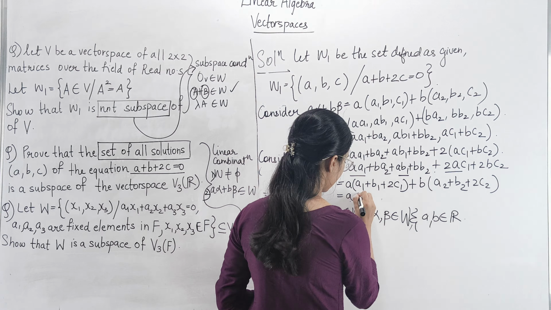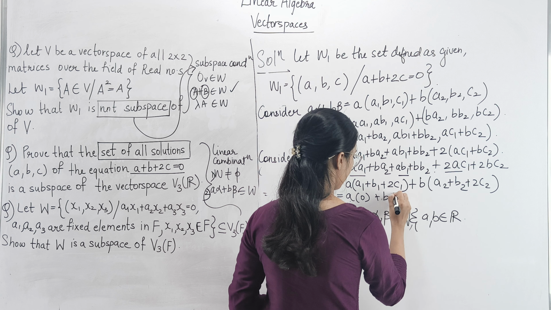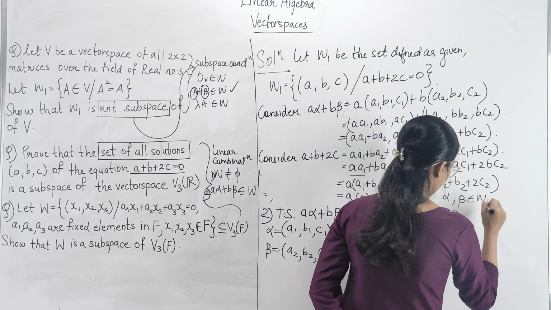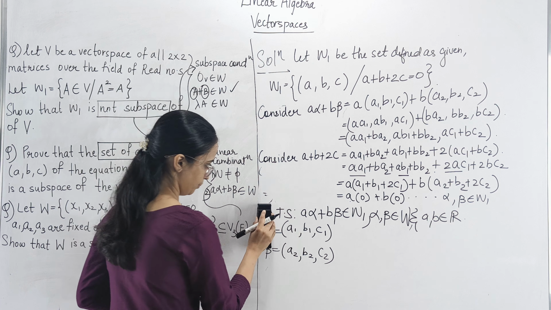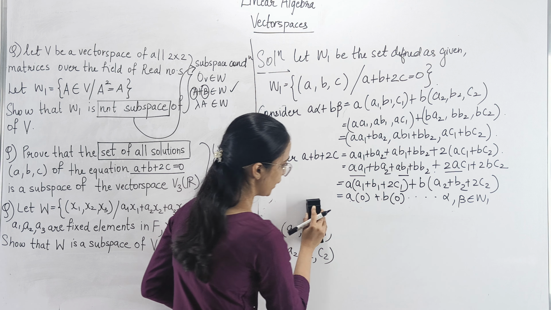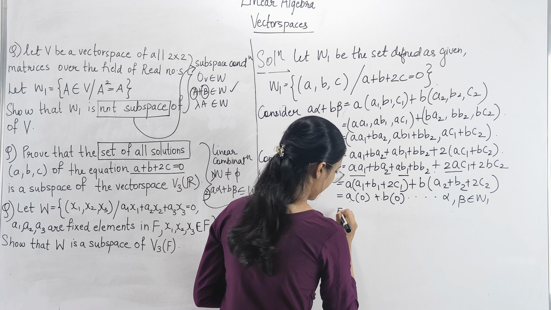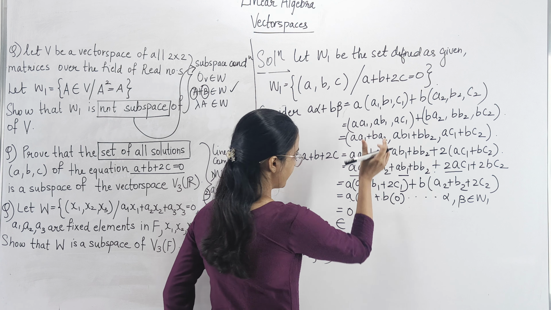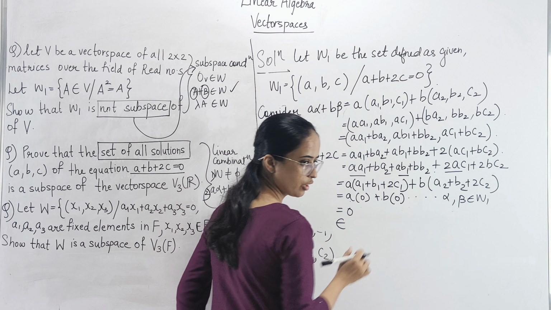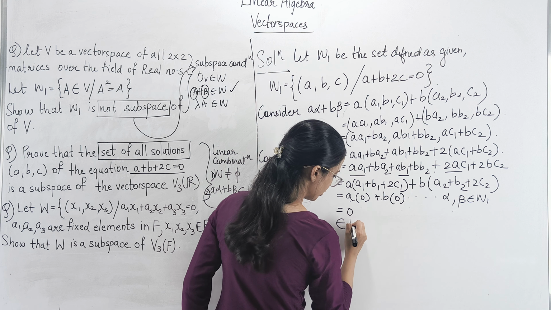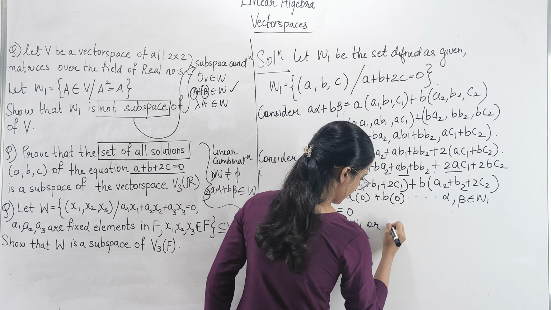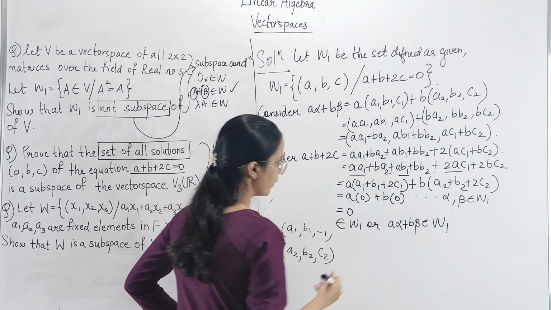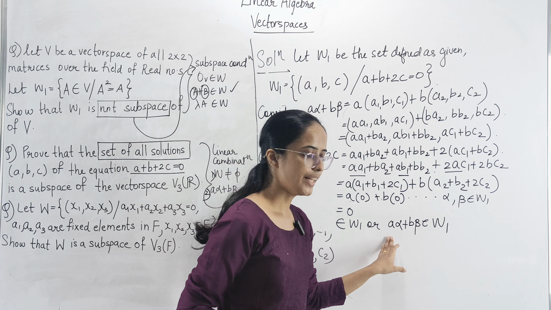इसका मतलब I can write a into 0 plus b into 0, and the reason is alpha and beta both belong to the set w1. तो अगर हम लोग को यहाँ पे a into 0 plus b into 0 मिलता है, इसका मतलब the resultant is 0, and इसका मतलब I would say that ये particular जो linear combination हम लोग को मिला था, it belongs to w1, or I can say that a alpha plus b beta belongs to w1, because what is this? This is nothing but your a alpha plus b beta.